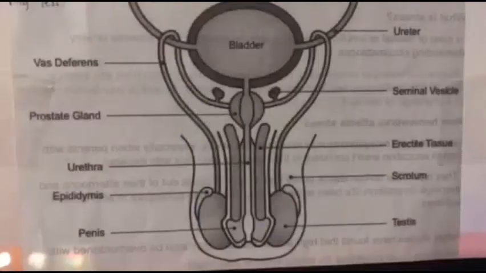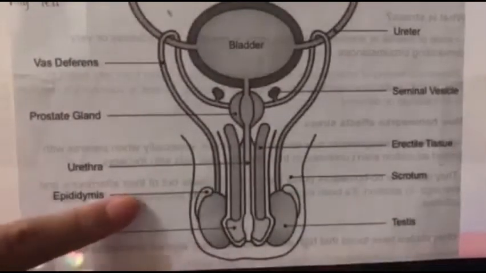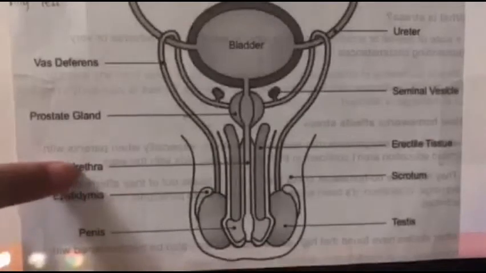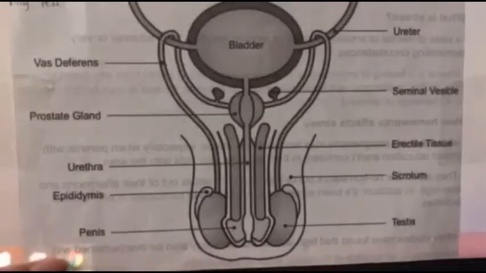So first, describe the structures and explain the functions of the male and female reproductive systems. There are two main parts of the male reproductive system: the testes and the penis. The penis and urethra are both part of the male urinary and reproductive system. The testes are held in the external pouch known as the scrotum.